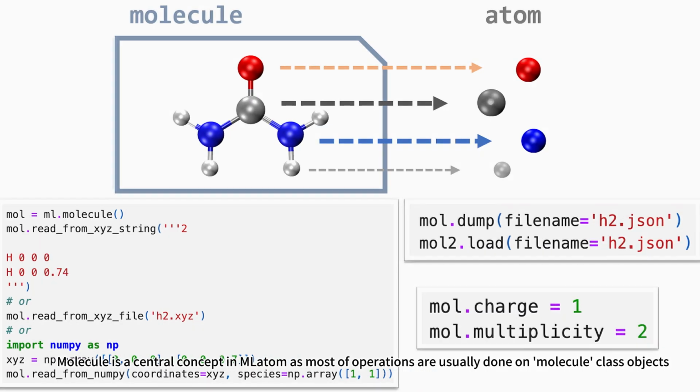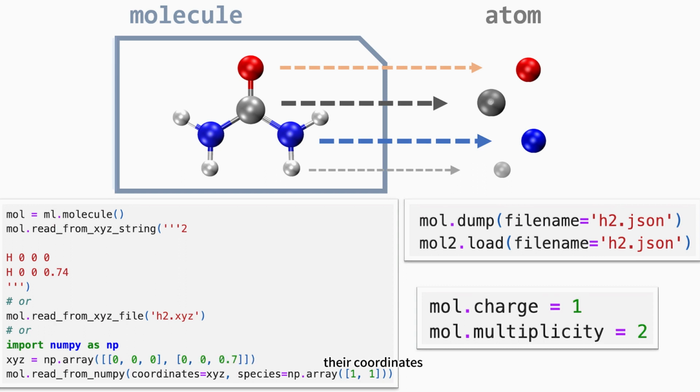Molecule is a central concept in MLatom as most of the operations are usually done on molecule class objects. These objects store the information about the constituent atom objects, their coordinates, and any property we want to learn or calculate. Molecules can be loaded or dumped in various formats.